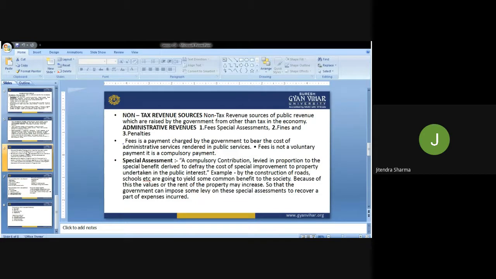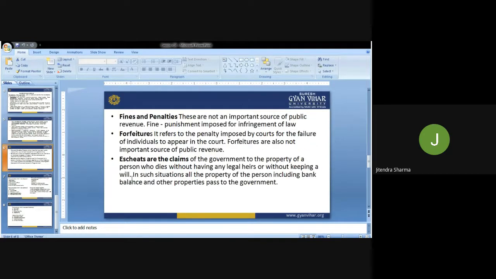And then finally we have fines, penalties, forfeitures, and sometimes people die without a will, so that entire property is transferred and reclaimed by the government. These are all non-tax ways of collecting revenue.